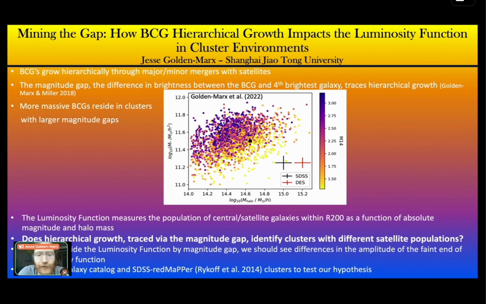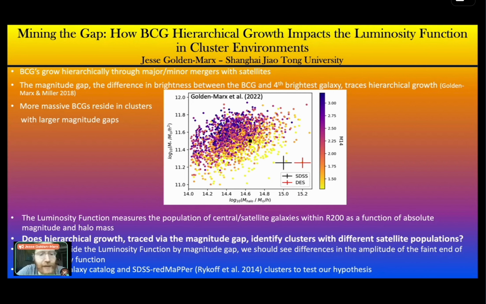The luminosity function measures the population of central and satellite galaxies within R200 as a function of both absolute magnitude and halo mass. Now, the science question we're aiming to ask is, does hierarchical growth traced through the magnitude gap identify clusters with different satellite populations?